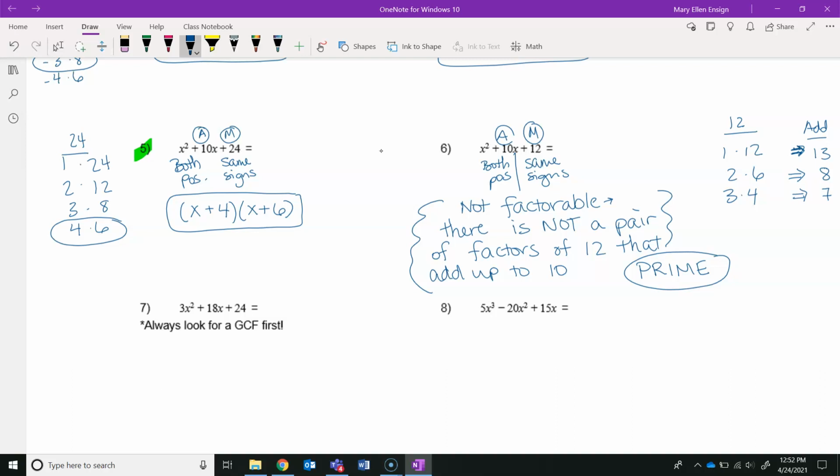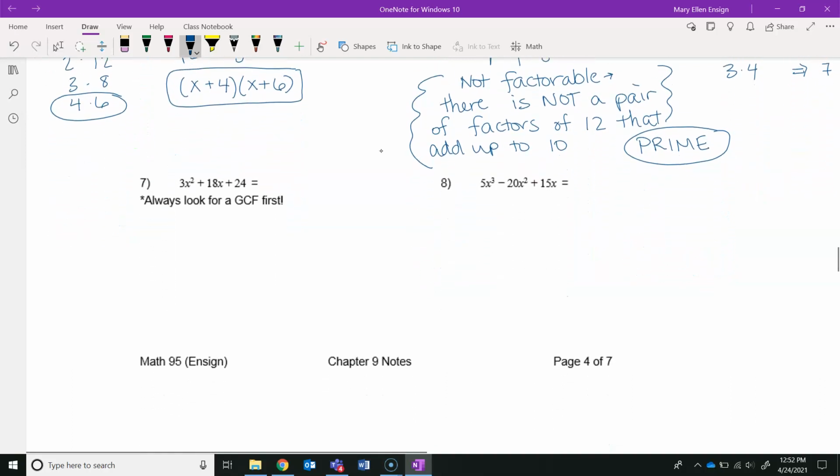That will keep you from making the mistake of saying something's prime when it's not. If you've checked all of them, like we've checked all the factors of 12 and we've checked what they add up to, we have some proof for our claim now.